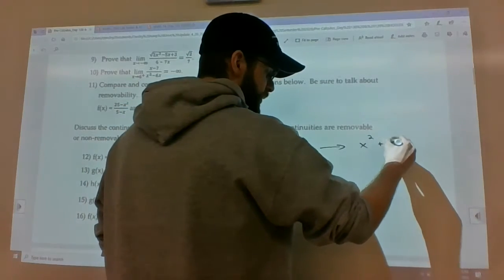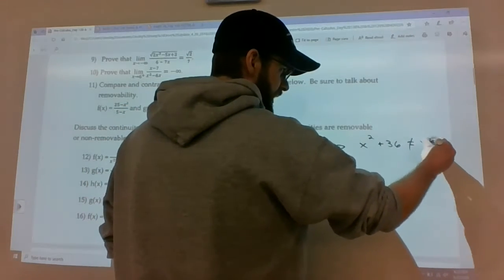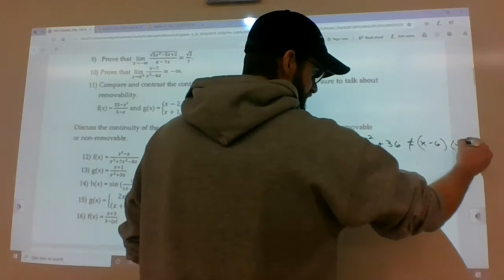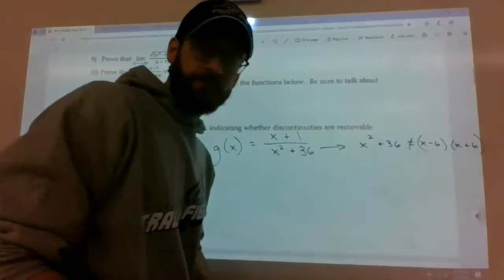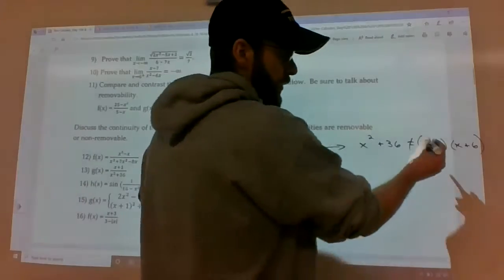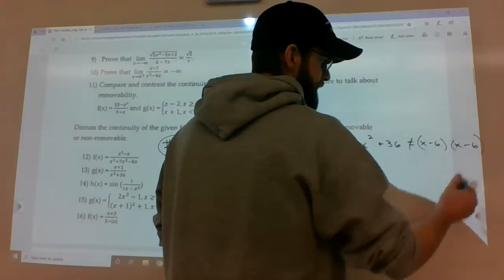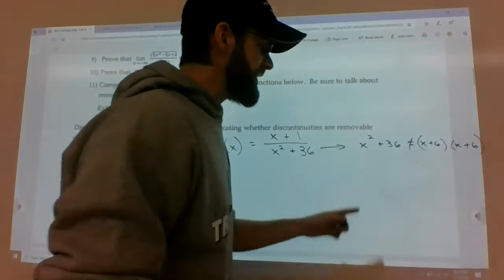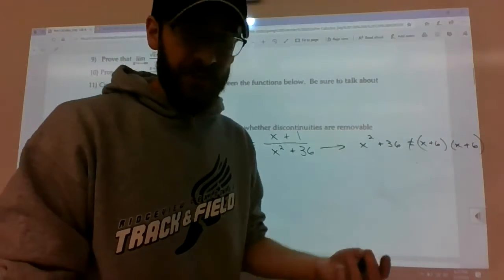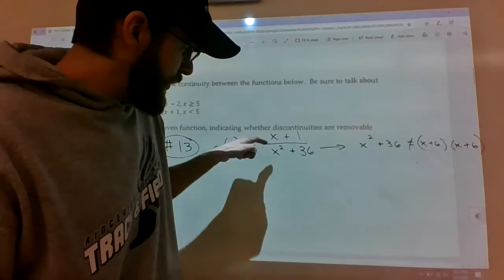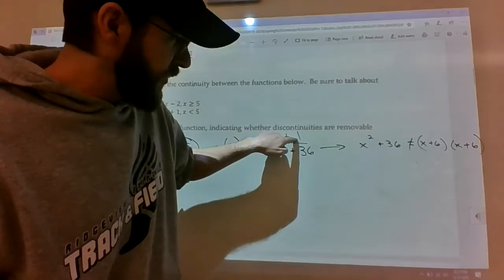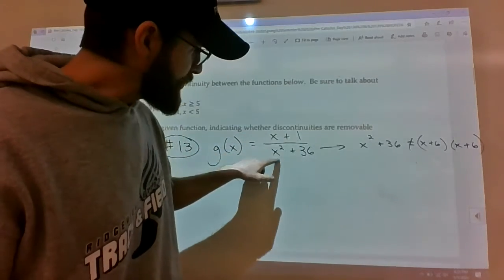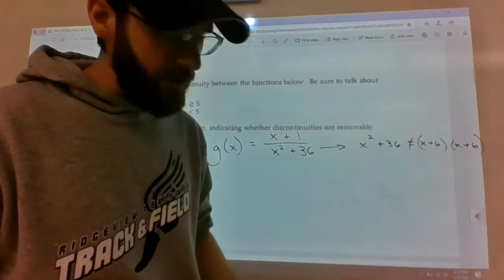By the way, x squared plus 36 does not equal x minus 6 times x plus 6. Okay? It also doesn't equal minus times minus. Yeah, it also doesn't equal plus times plus. This is an unfactorable polynomial. So at this point, you got no choice. It's like I can't take x plus 1. I can't factor that. X squared plus 36, can't factor that either.